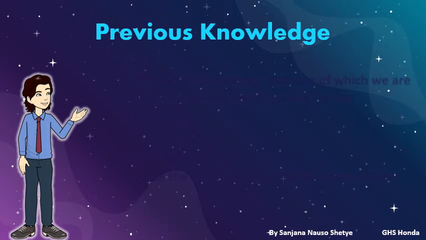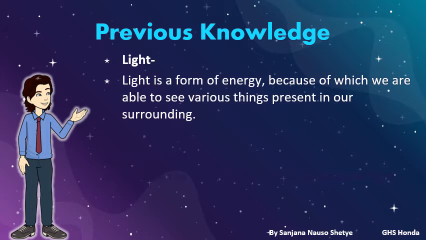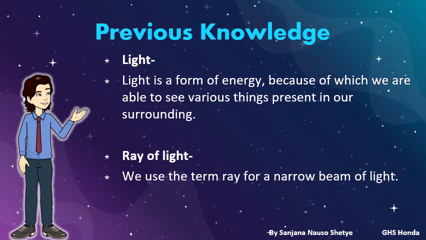In the previous class we have studied about light. So let us recall what is light. Light is a form of energy because of which we are able to see various things present in our surrounding. Next is ray of light. We use the term ray for a narrow beam of light.